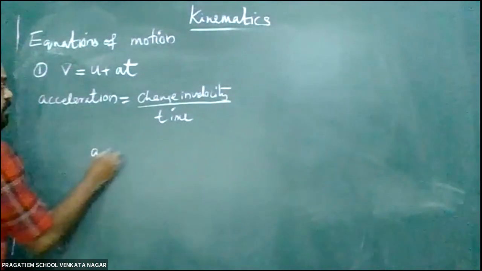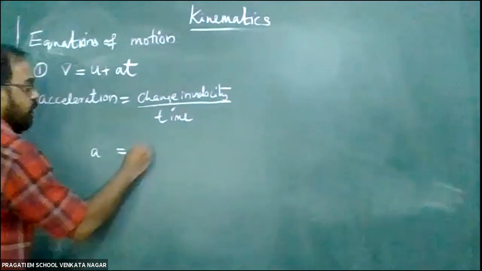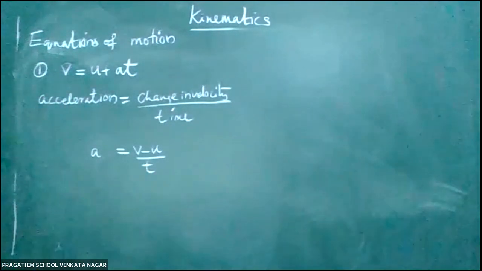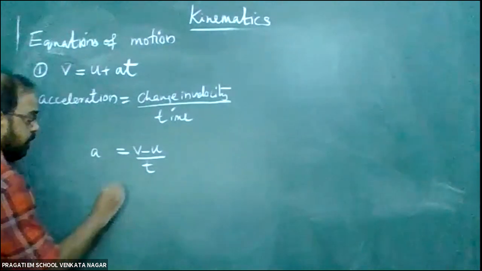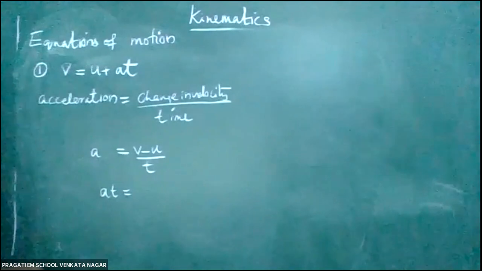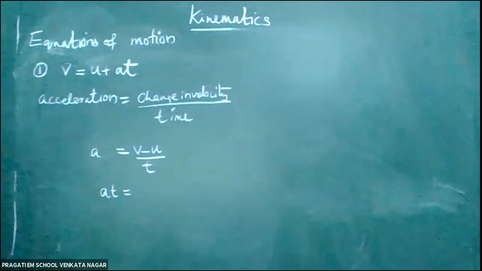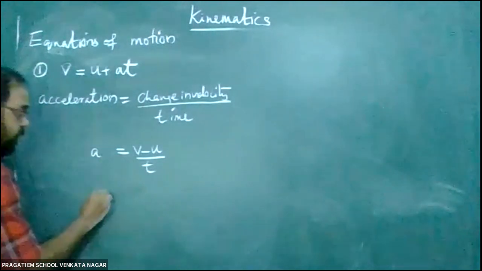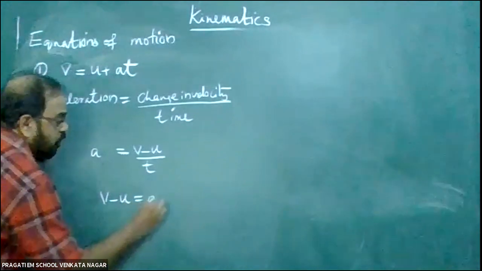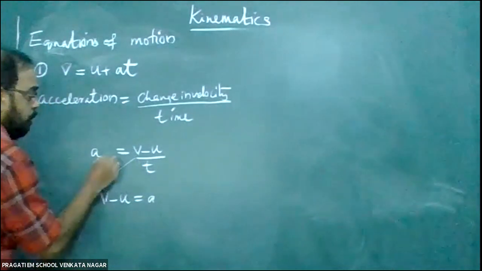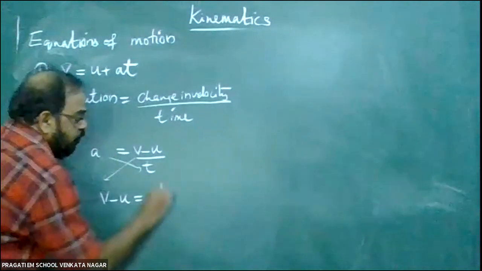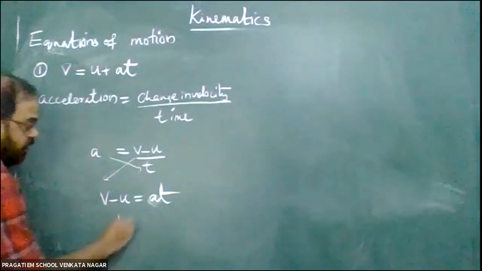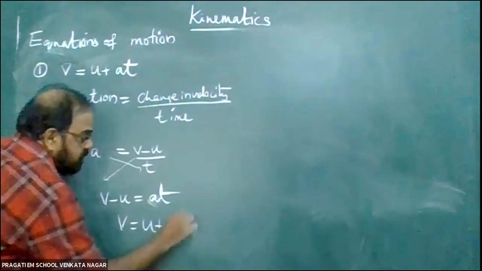That is a is equal to v minus u by t. Cross multiply. At is equal to v minus u, or if you write v minus u is equal to at, that will be one step, easier by cross multiplying. So cross multiply, we get v minus u is equal to a into t, that is at. Take minus u to that side. v is equal to u plus at.